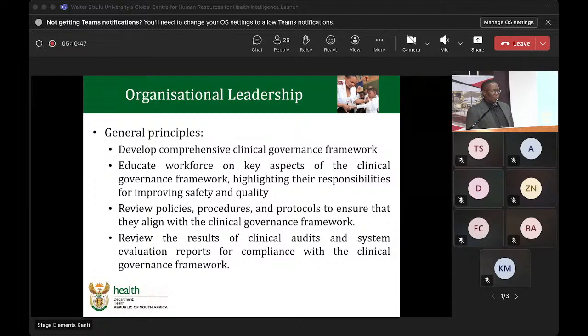And what are the issues that we want to ensure that in the health space, what is it that we want to achieve? So we are reminding that there is the issue of development of a comprehensive clinical governance framework, but importantly from the HRH perspective, we need to educate the workforce on key aspects of the clinical governance framework, highlighting their responsibilities for improving safety and quality. And not expect that it's an issue of a clinical manager, a nursing manager, or a doctor or a nurse only.